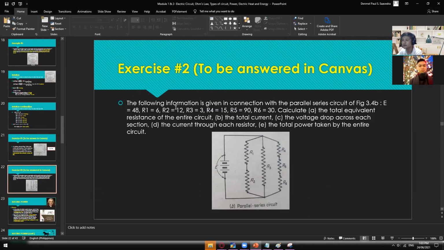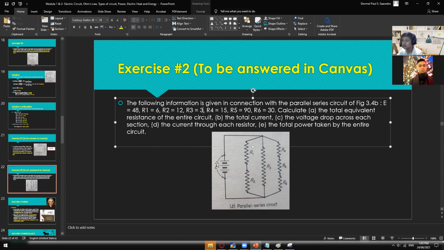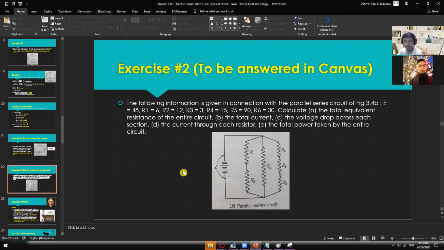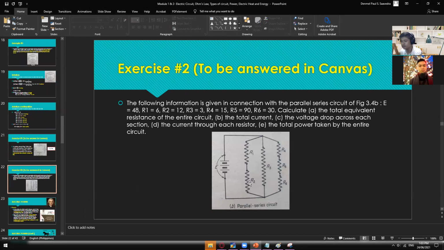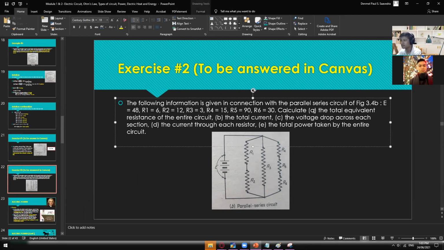And then one more exercise that you need to answer is exercise number 2, to be answered in Canvas again. This one is quite similar to example number 3. So if you were able to follow and get example number 3, then you won't have a problem answering exercise number 2. Here we have the given values, and then the questions: calculate the total equivalent resistance, total current, voltage drop across each section, the current through each resistor.